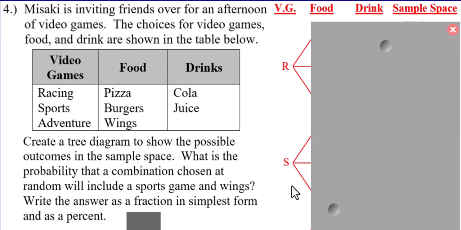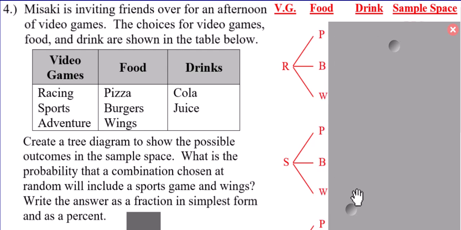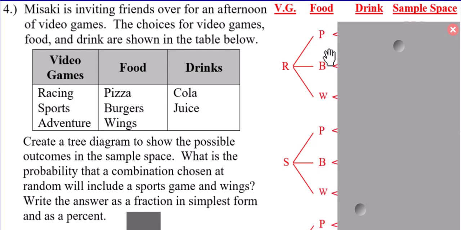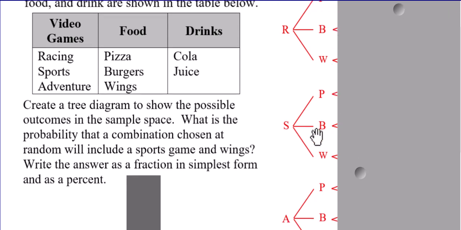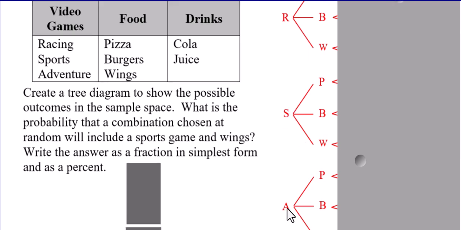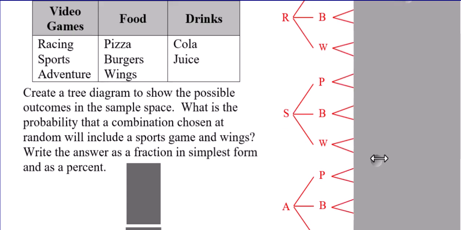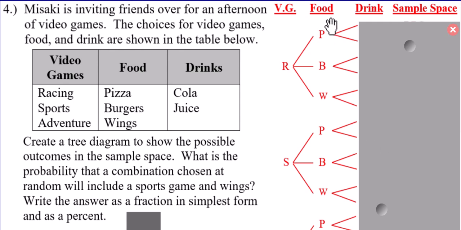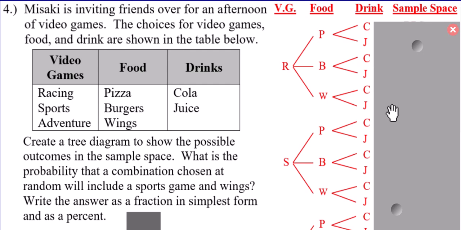Okay. Hopefully you finished your tree diagram. So the food was obviously pizza, burger, wings. Again, this problem makes me really hungry, and you have to show that from each of the 3 types of video games, the racing, the sports, and the adventure. Thank goodness we are allowed to abbreviate. And then from each of those food items, you went to the drinks, cola or juice, and you had it listed for all of them.